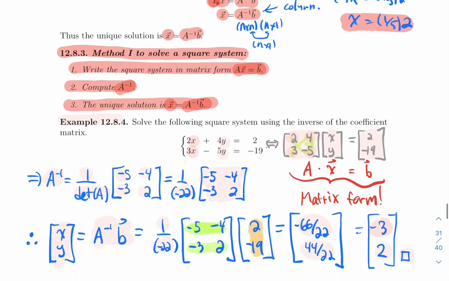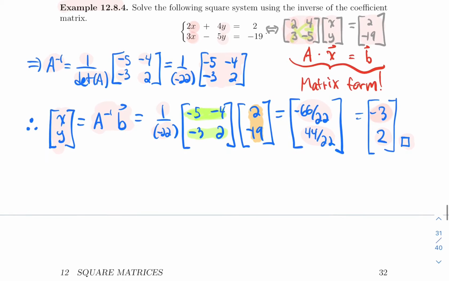So let's jump and do an example right away. So first example, I have a system of two equations and two unknowns, X and Y. So in matrix form, my A is 2, 4, 3, minus 5. The X vector is just a column matrix with the variables, which is X and Y. And the B vector, or the column matrix, is just 2, minus 19. So first, now we have A inverse, so it's 1 over the determinant. If you do your cross product here, you're going to get minus 22.